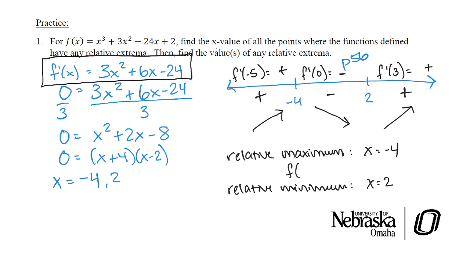So the original function value, not the derivative, but the function that was originally given to us at negative 4 is equal to 82. So that's the extremum value in the area. And the function value at positive 2 is equal to negative 26. So that is the relative minimum. And you can check these values if you would like.